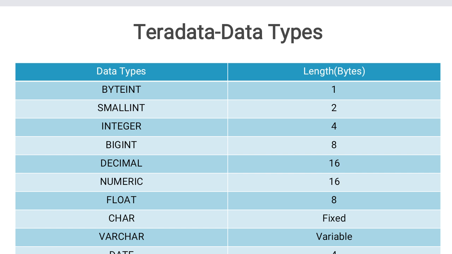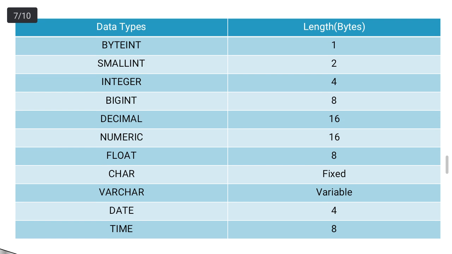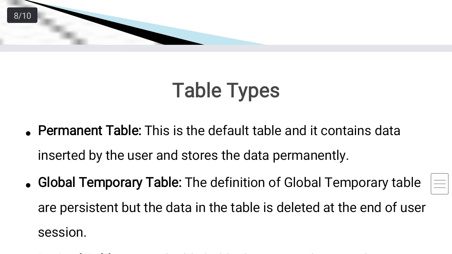Then we are moving to the Teradata relational database. It has the basic concepts, that is table, primary key, etc. So we are moving directly to the Teradata data types. There are some 11 data types in Teradata, according to their length in bytes. For example, byteint, smallint, integer, bigint, decimal, numeric, float, character, varchar, date, time, etc.